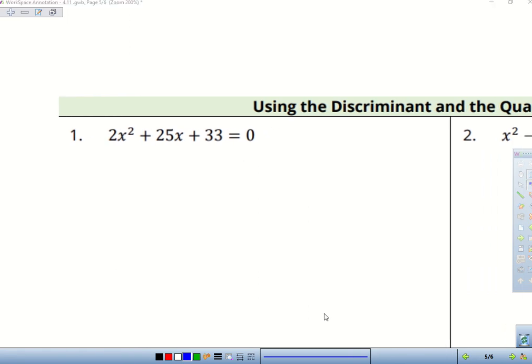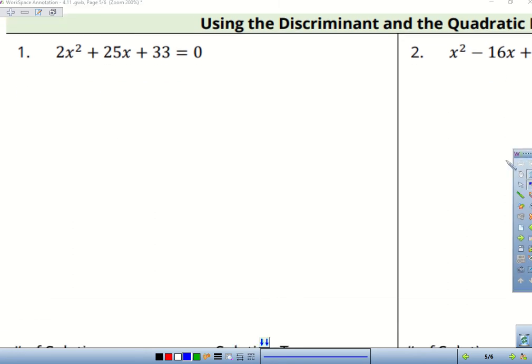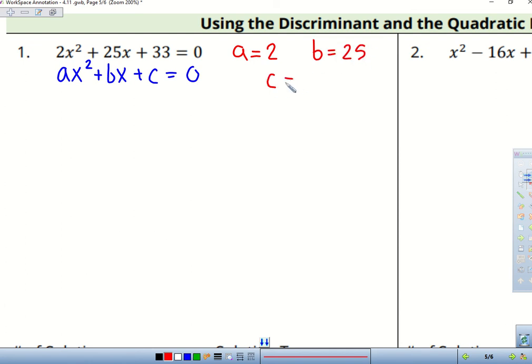So now we're going to go ahead and complete using the quadratic formula. So the first thing you need to do is ensure that your quadratic is in standard form. Is this quadratic in the form ax squared plus bx plus c is equal to 0? Yes. So since it is in that form, we are ready to proceed. What is the a value here? 2. Good. What's the b? 25. And the c? 33.